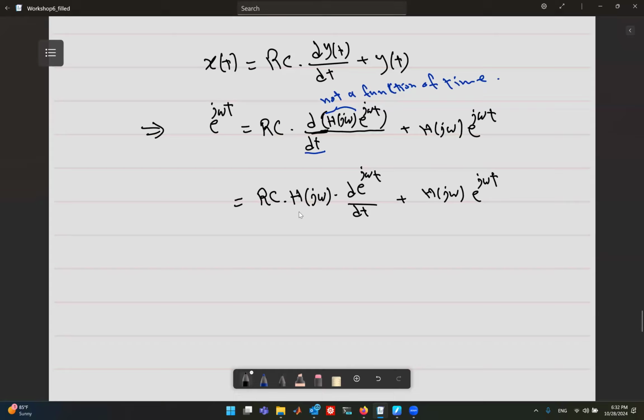The derivative of this one is just we multiply by j omega. So this will be RC H of j omega multiplied by j omega multiplied by exponential j omega t, plus H of j omega exponential j omega t. Also on the other side here we have e to the j omega t, right? Because x of t equals e to the j omega t. Now we can cancel all of these terms together.